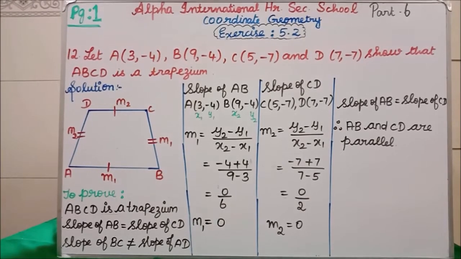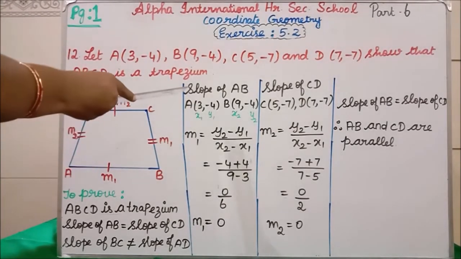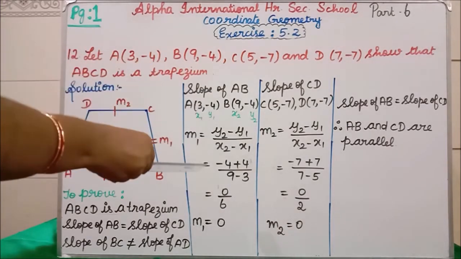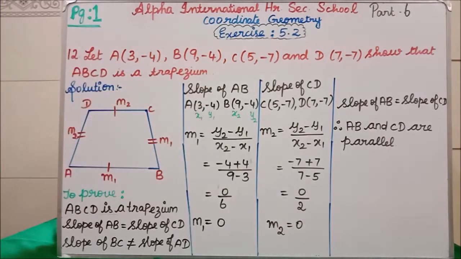See here, y2 is what? Minus 4, y1 is minus, here also one minus, so plus 4, divided by x2 which is 9, x1 is 3. So 0 divided by 9 minus 3 is 6, and 0 divided by 6 is 0. Clear? Next we are going to find slope of CD.